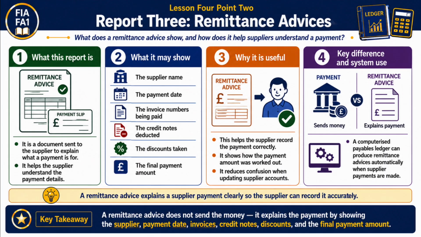Report 3. Remittance advices. The third report is remittance advices. We studied this in lesson 3.4. A remittance advice is a document sent to the supplier to explain what a payment is for. It may show the supplier name, the payment date, the invoice numbers being paid, the credit notes deducted, the discounts taken, the final payment amount. This helps the supplier record the payment correctly. Remember the key difference. A payment sends money. A remittance advice explains the payment. So a computerized payables ledger can produce remittance advices automatically when supplier payments are made.